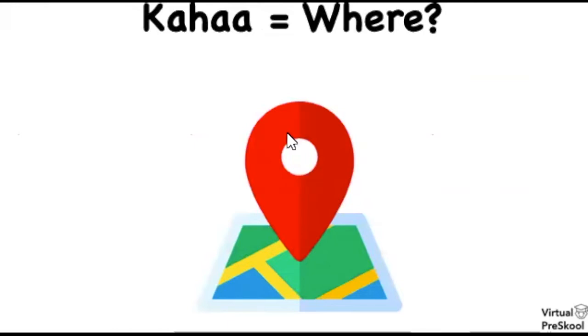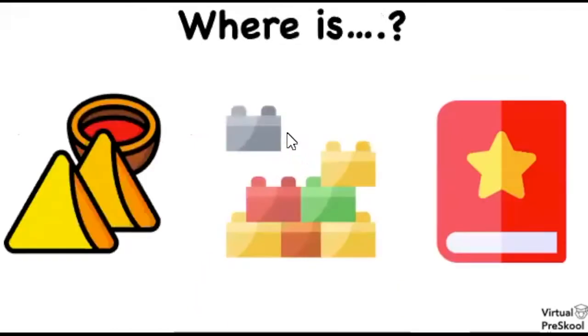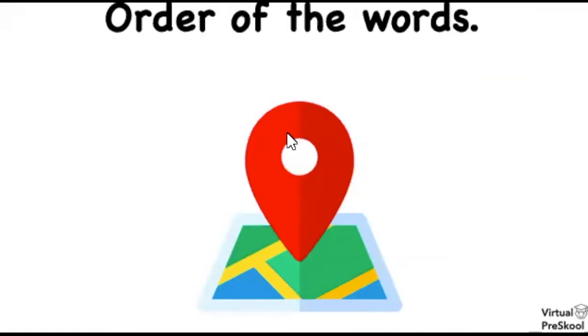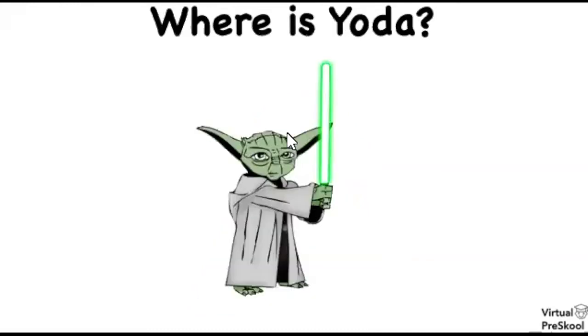Kahan means where in Hindi, as in where are the samosas, where are the Legos, or where is the book? And again, the Hindi word for where is kahan. In order to use this word in a sentence, first let's talk about the order of the words, or the syntax, because the order of the words in Hindi is different than English.